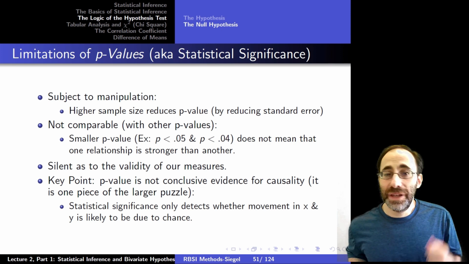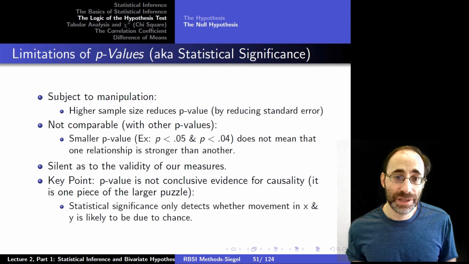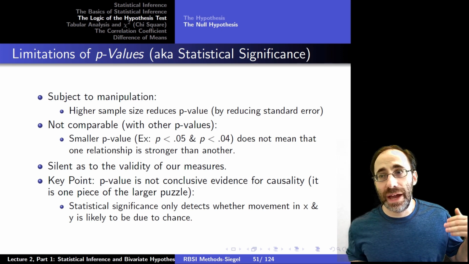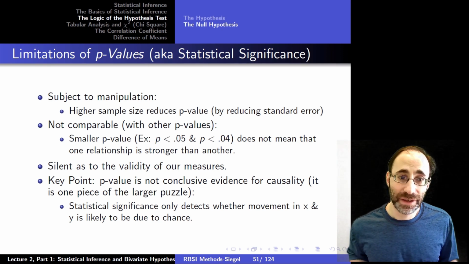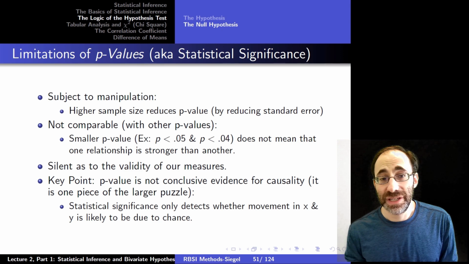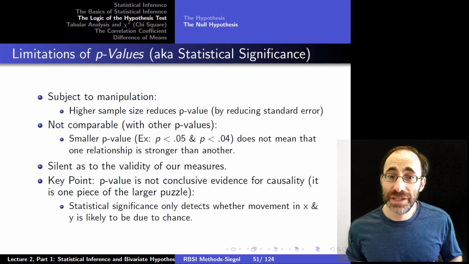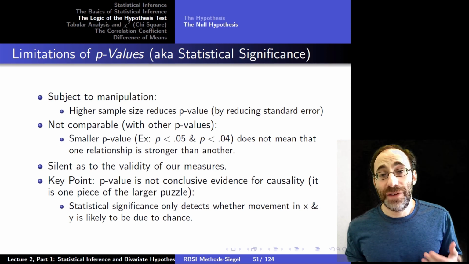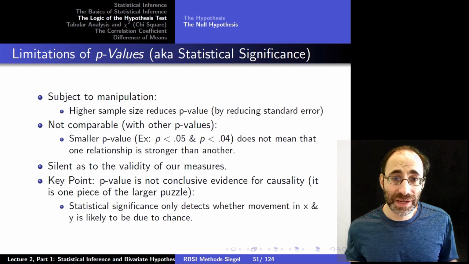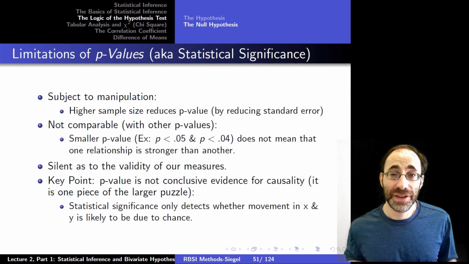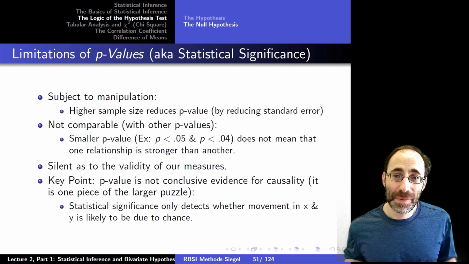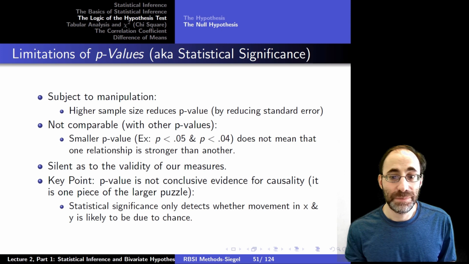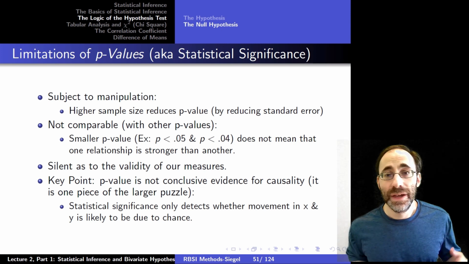Okay. The p-values have lots of limitations. And statistical significance, while important, is not the be-all and end-all of everything. For one thing, as we just said, higher sample sizes reduce p-values by reducing standard errors. So effectively, we can get really big samples and get a lot of things to be significant that just aren't that important. So we can kind of manipulate our p-values by getting bigger data sets sometimes.